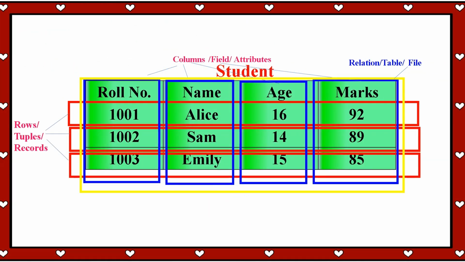Let's recall the columns or fields or attributes marked in blue boxes, rows or tuples or records marked in red boxes, and relation or table or file marked in yellow boxes. Just for reference. Already we have learnt this in detail in the previous videos.